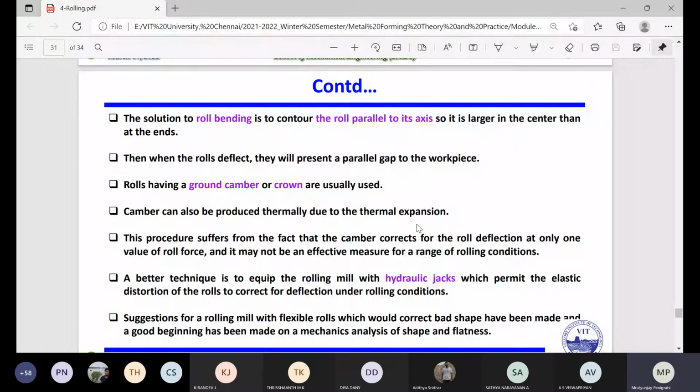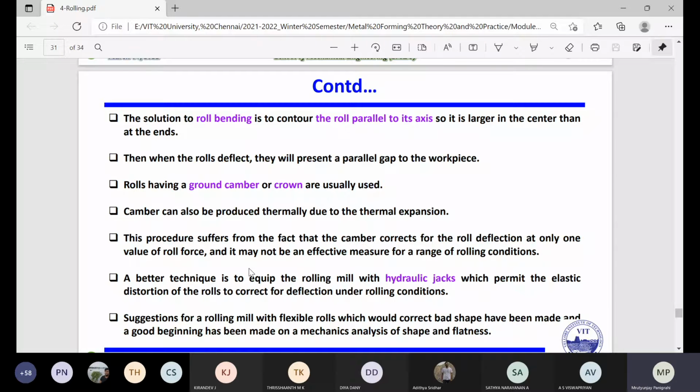So one more thing, sometimes whenever we are making the rolling, the camber actually is produced by itself due to the thermal expansion. Why? Because you are generating temperature there, and the moment you are generating temperature, a temperature difference is there, then automatically it is created.